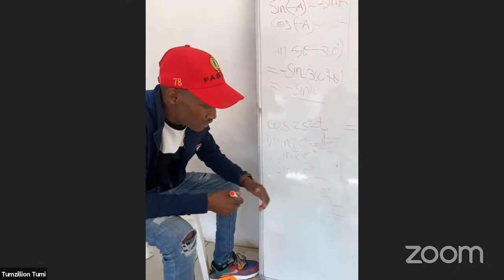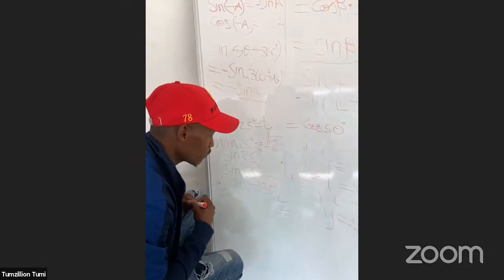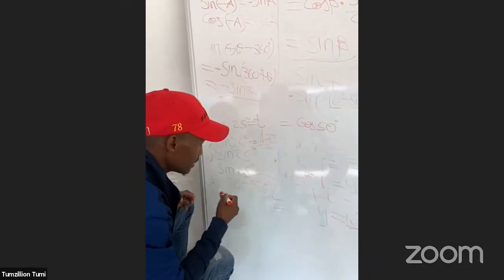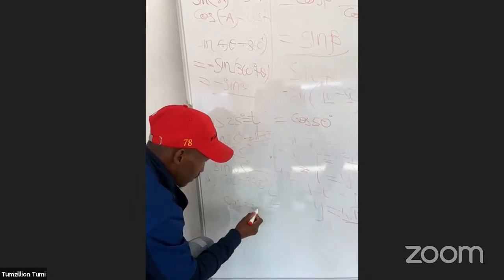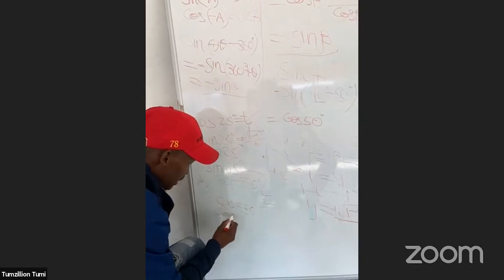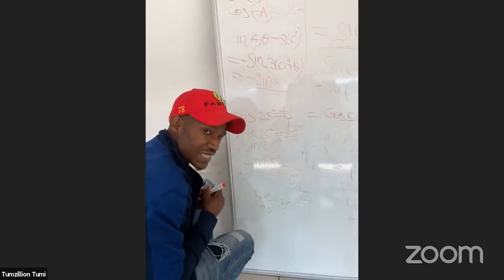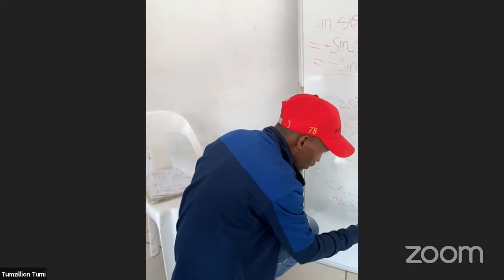So what is negative 335? We know that negative means the fourth quadrant, and in the fourth quadrant, cos is positive. So this simply is actually cos 335. Okay, and cos 335, how can we change it? We're going to write it as cos of 360 degrees minus 25.